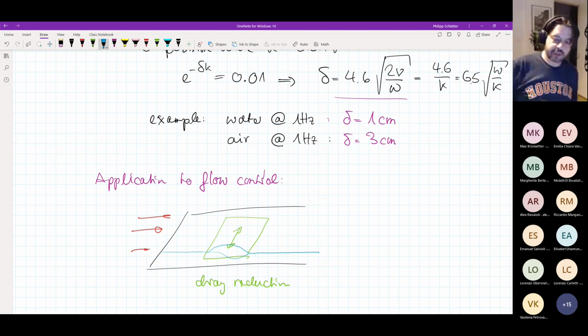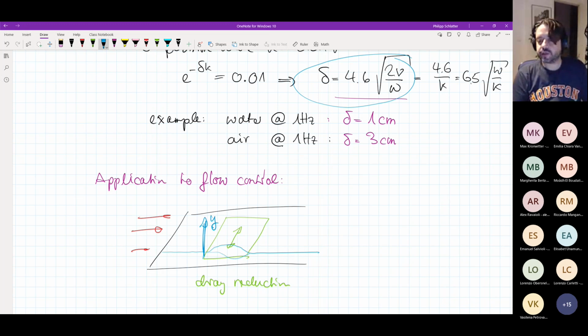Of course, now one question that you may ask if you have this situation is, how far above the plate, so now in the vertical direction, this is the y direction, how far up do I feel this oscillation? And of course, the answer is exactly this one here. So we know now from this analysis, I can estimate how thick, how far up I would actually feel this oscillation.